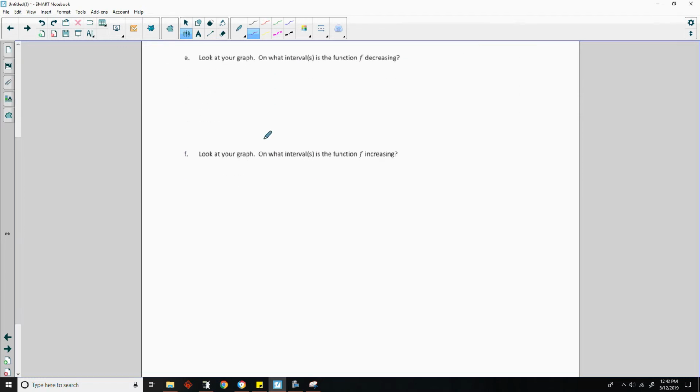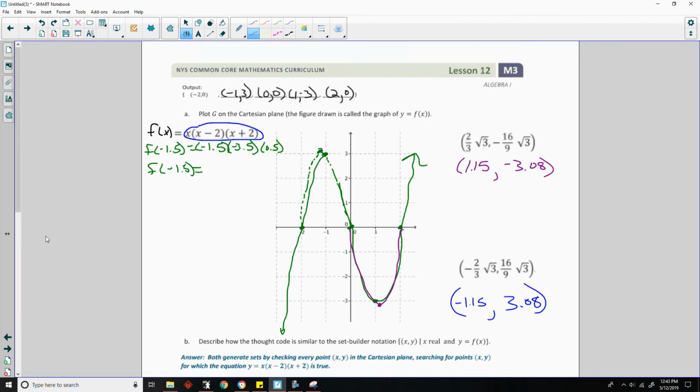E, look at your graph. On what interval is the function f decreasing? So if we go back to the graph, I'll do the decreasing portion of the function in red. So it's decreasing from our relative maximum here down to our relative minimum here. So it is decreasing right here. It is decreasing from x equals this, and it's decreasing until it gets to x equals this. So it's decreasing from this x value all the way over to this x value.